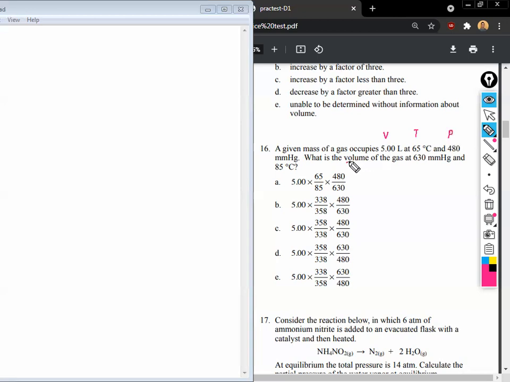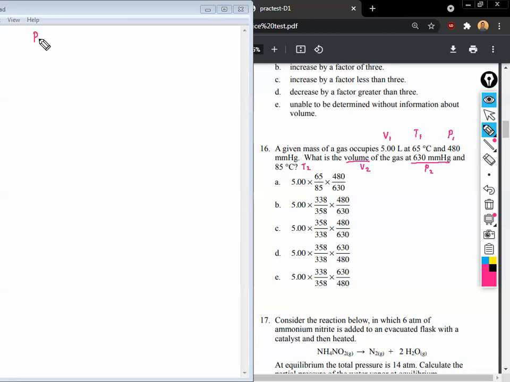What's the volume? It's looking for another volume, which means this is V1 and this is V2, of the gas at 630 millimeters of mercury. It looks like the pressure changed, so this one is P1 and this one is P2. And 85 degrees Celsius means the temperature changed, so this is T1 and T2. So we have P1, V1, T1, and the same for twos.